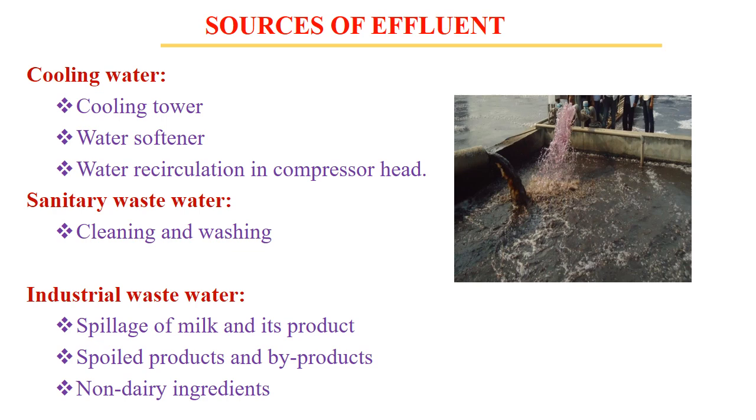Here we will see the major sources of effluent. Firstly, the cooling water. The major source is the cooling tower. As you have seen outside, there will be a cooling tower where a large amount of water is used. Then a little bit in the water softener. Then water recirculation in the compressor head. Then sanitary wastewater, that is the cleaning and washing. We have discussed thoroughly the cleaning and washing in dairy plants, so a large amount of water comes out through this process. And then industrial wastewater like spillage of milk and its products, spoiled products and byproducts, and non-dairy ingredients. These also come out through the washing with the liquid waste. So the whole thing we call effluent.